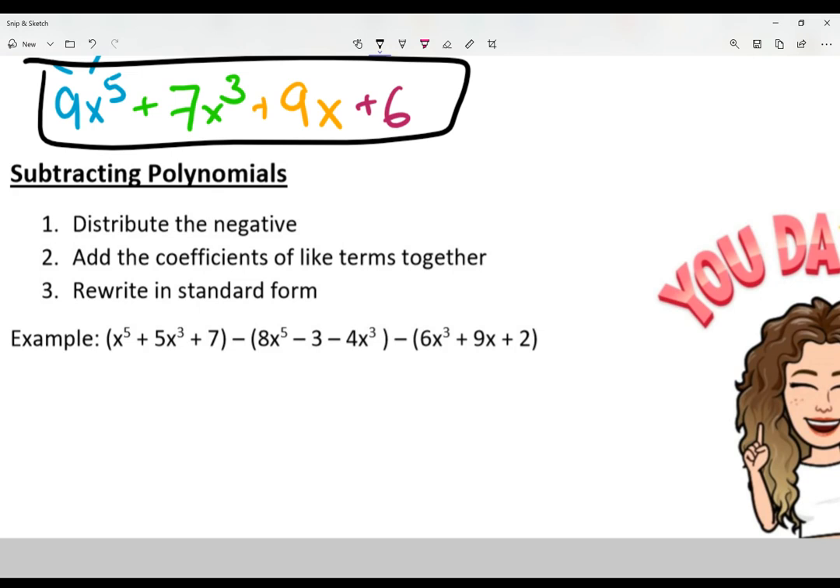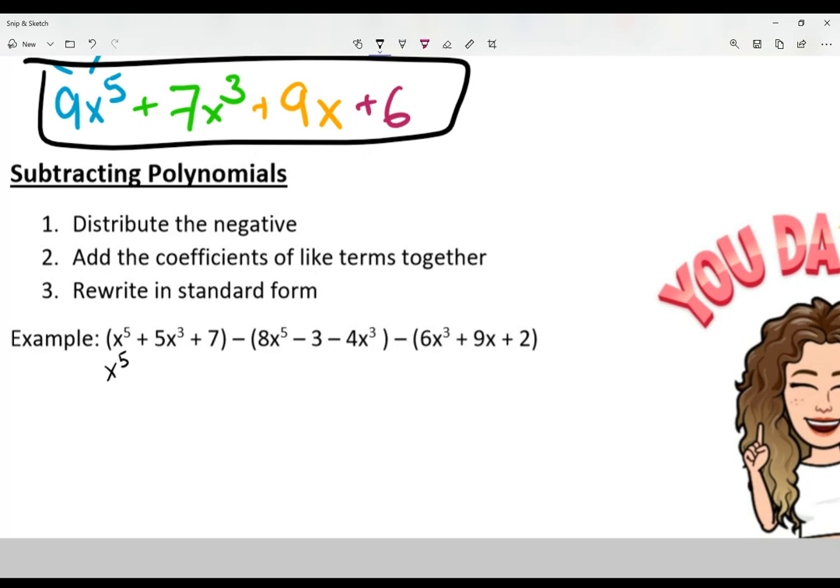Subtracting polynomials is a little bit different. So the first thing you're going to want to do when you're subtracting polynomials is to distribute the negative. This is going to ensure that you subtract every term of the polynomial and not just the first one. So what I would do is just rewrite it first, distributing the negative.